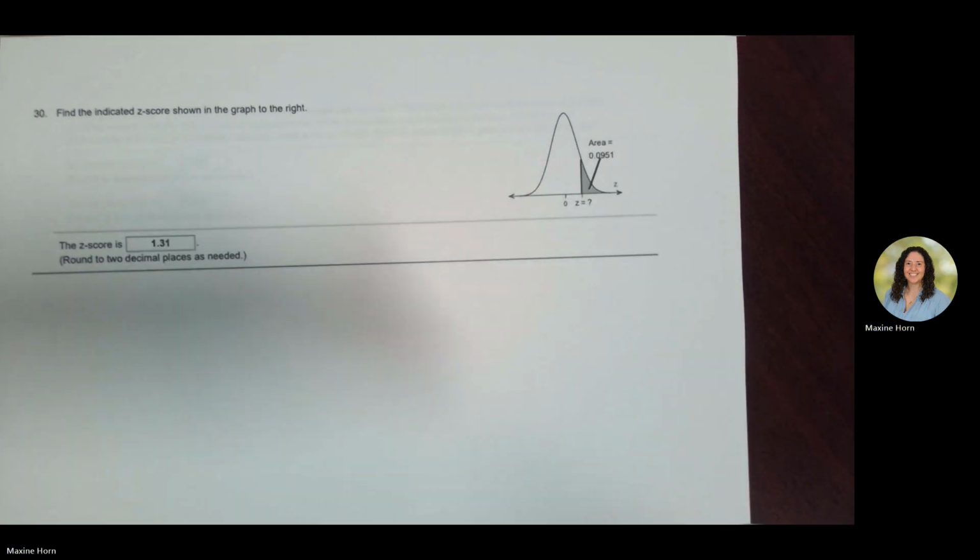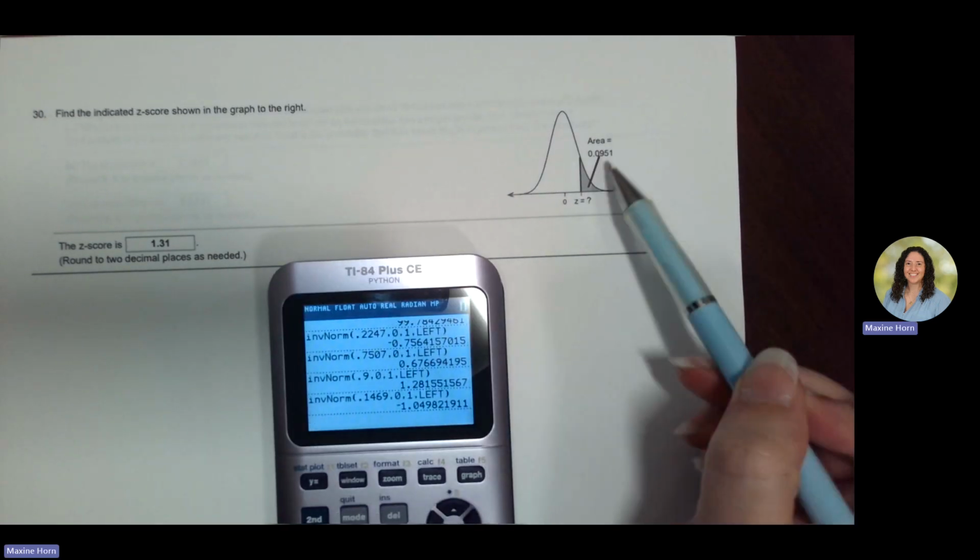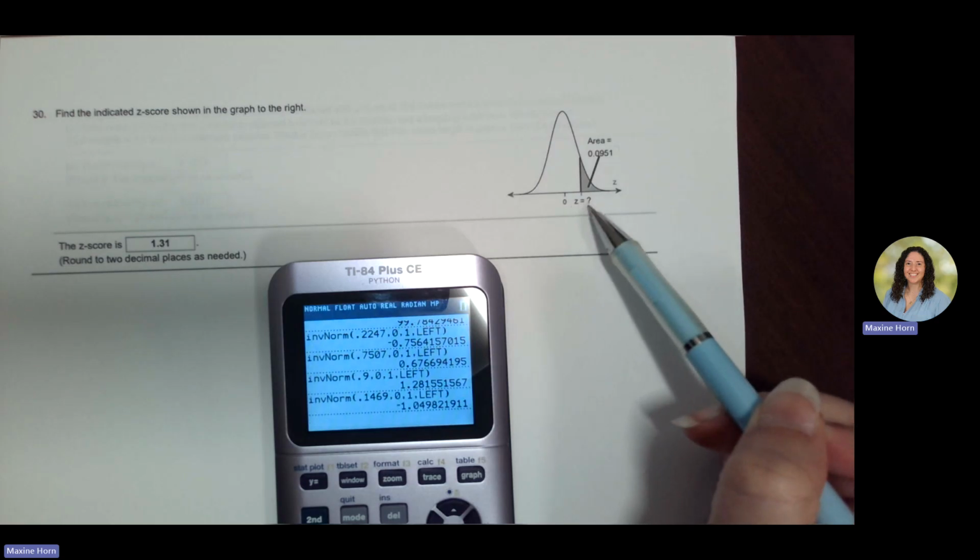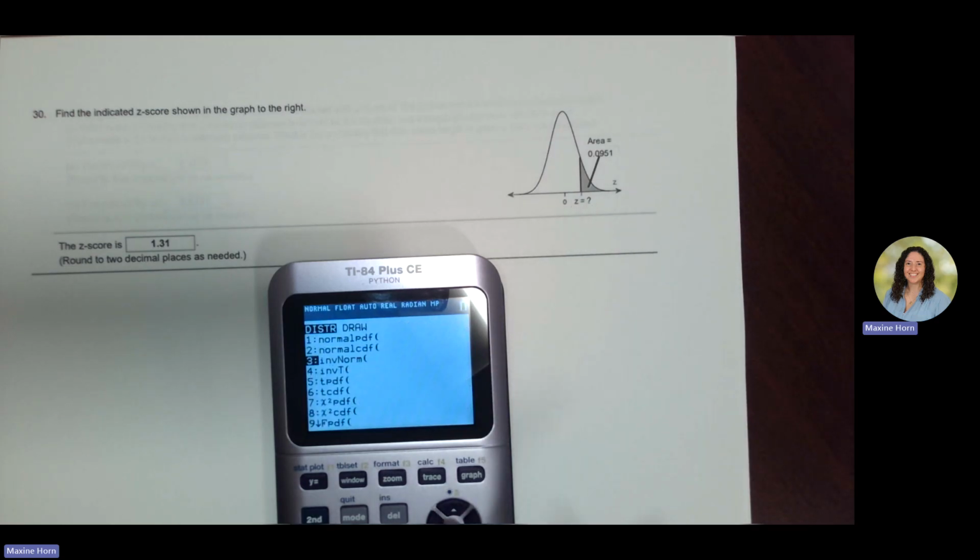Okay. Find the indicated z-score. Again, same process. I have an area. I'm asked for a z-score. So I do inverse norm, second var's inverse norm. My area is 0.0951. Real quick, I'm going to just jump to this and say, don't forget that's the area to the right.